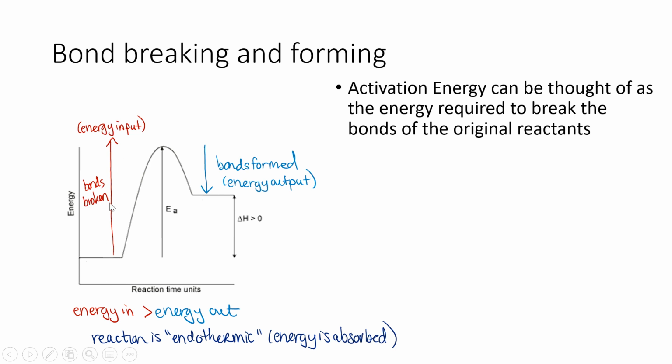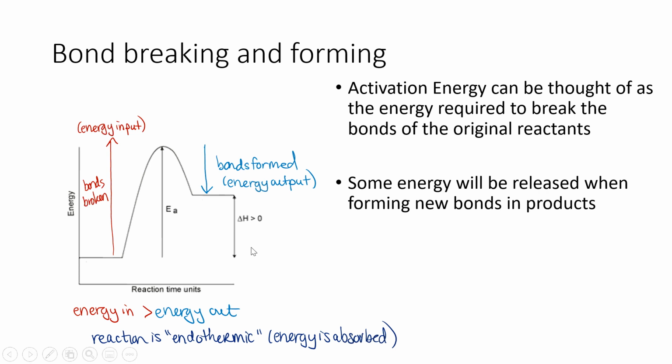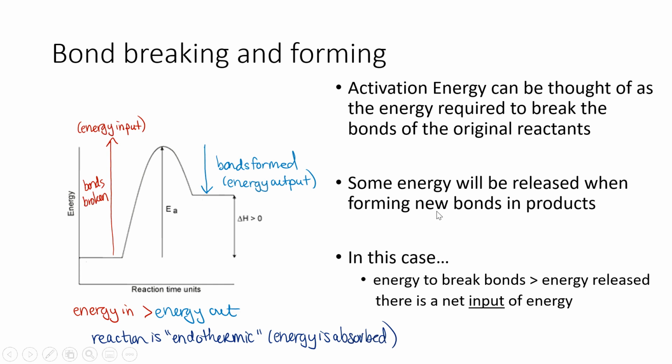So breaking things apart takes energy. And then energy will be released when we form those new bonds in the products. And depending on what bonds you're breaking and what bonds you're forming, it's going to change which of these numbers is bigger. So in this example, the energy input is greater than the energy output. So it takes more energy to break these bonds than was released from forming new bonds. So we say overall this reaction is endothermic because there's more energy that went in than out.